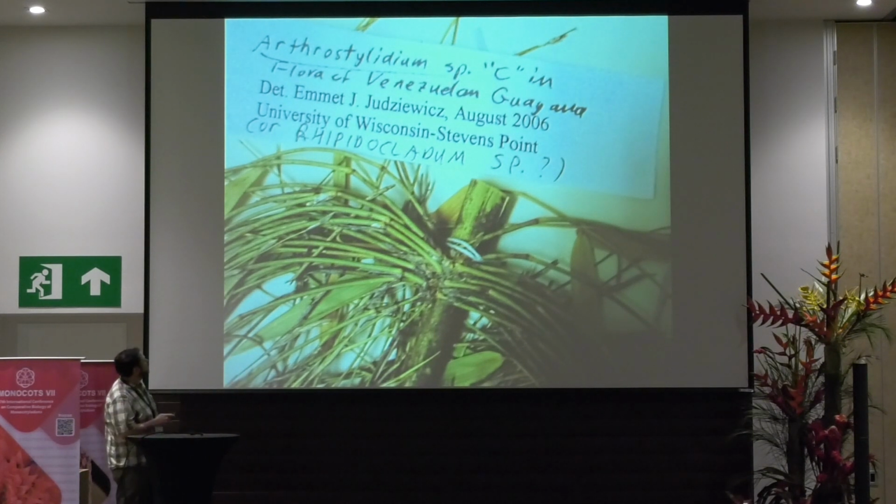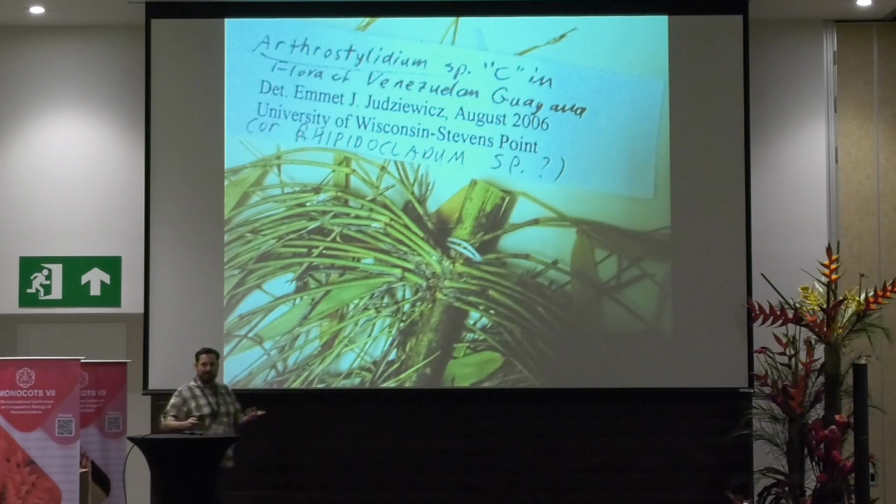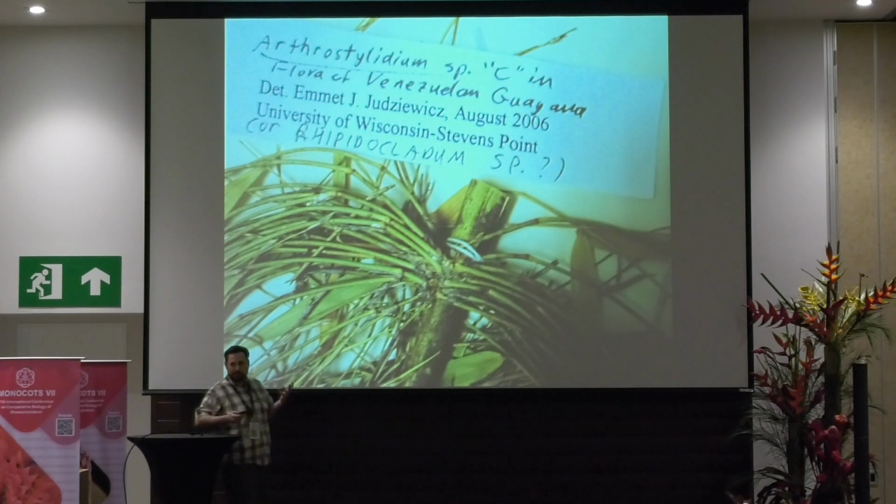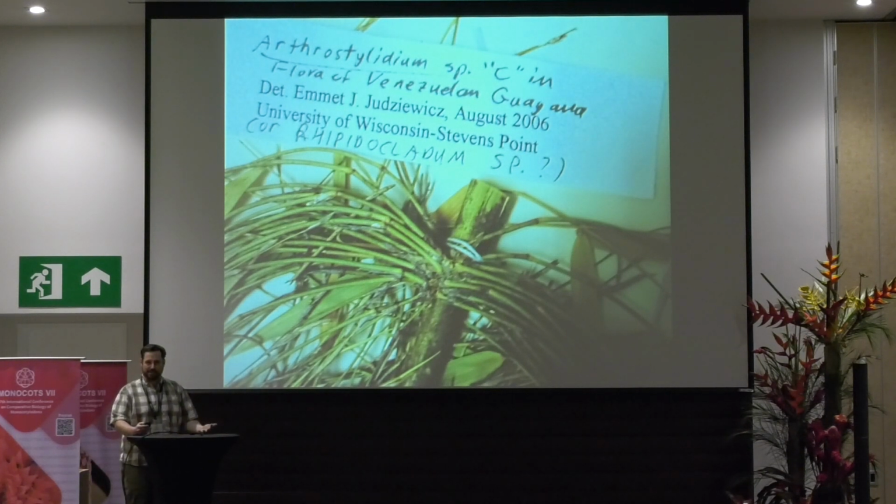And then if you look, you see, well, Emmett came back, probably a few minutes later, knowing Emmett, and parenthetically he said, or Rhopidocladum species. Right? We can't even put a genus on this. Is it an Arthrostylidium? Is it a Rhopidocladum? So when this is the annotation that the experts put on these specimens, what hope is there for the rest of us, right?